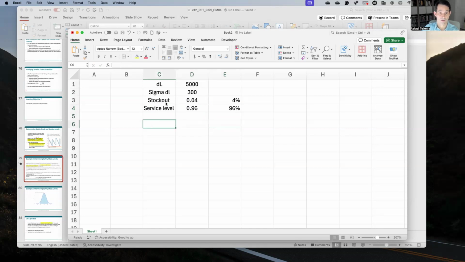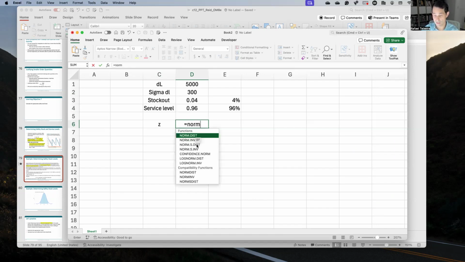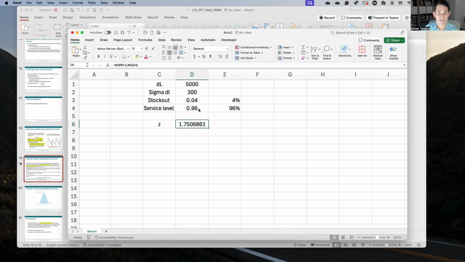Okay? All right. So we have to find the Z. What is the Z associated with a service level of 96%? The Z is a standard normal value from the standard normal distribution. And to find it, we use the function. We type in Excel equal NORM.S.INV, and then we type the probability 0.96, close parentheses. Or you select the cell. The Z value is 1.75. I can reduce the decimal places to make it easy to see.